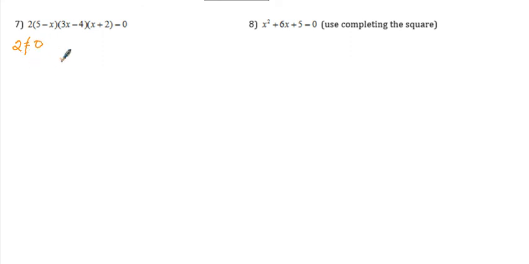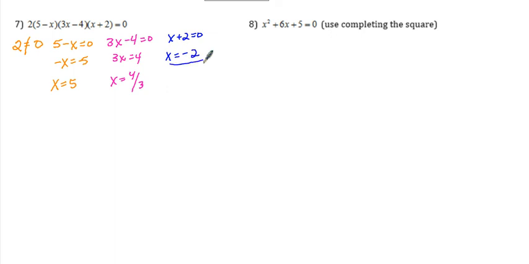So that's the first factor. Second factor, 5 minus x equals 0. Subtract 5 from both sides. Divide by -1. Next factor, 3x minus 4 equals 0. 3x equals 4. X equals 4/3. Last factor, x plus 2 equals 0. X equals -2. These are your 3 solutions for x.